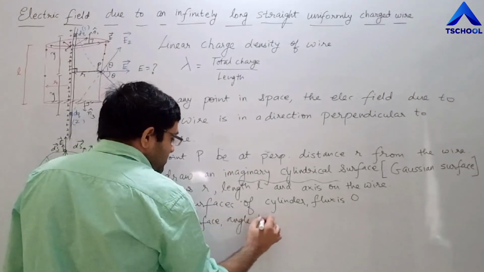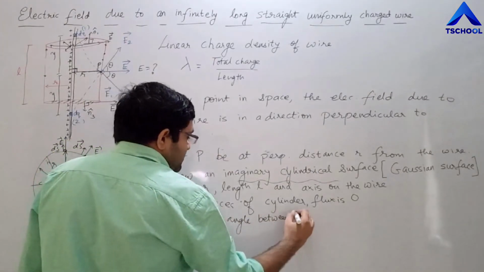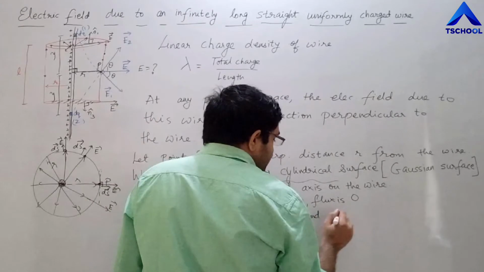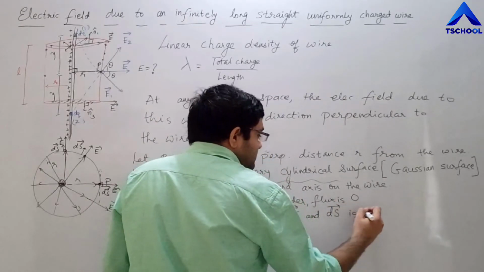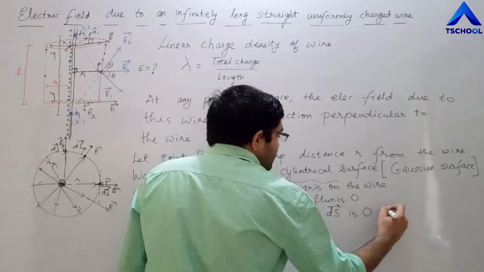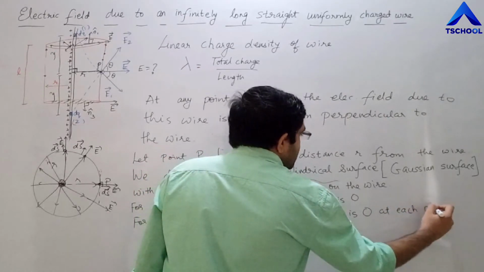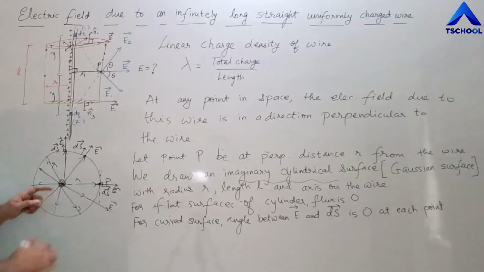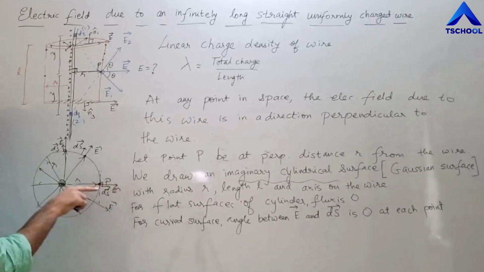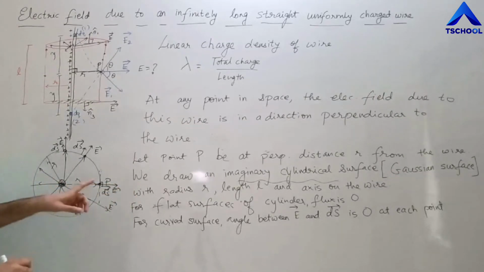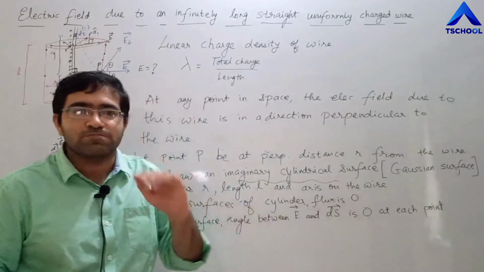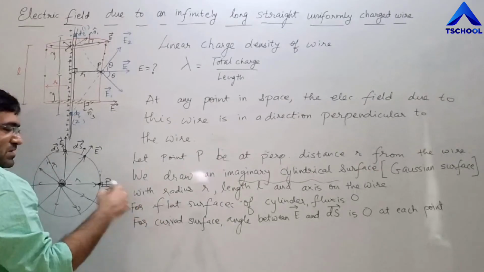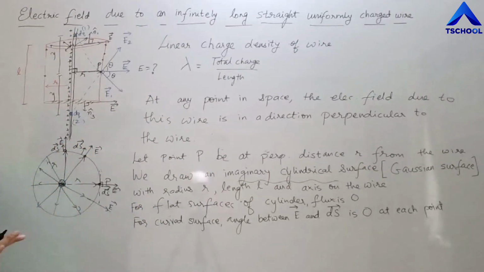the angle between the E vector and the area vector, or ds vector, is 0 at each point. Okay. Go over this sentence carefully. For the curved surface, at every point, the E vector and ds vector are in the same direction, that is, the angle between E vector and ds vector is 0. Now that means for every point I can put theta's value as 0, right?